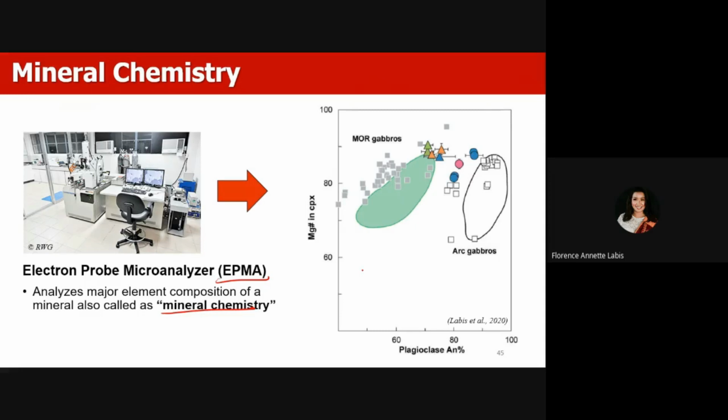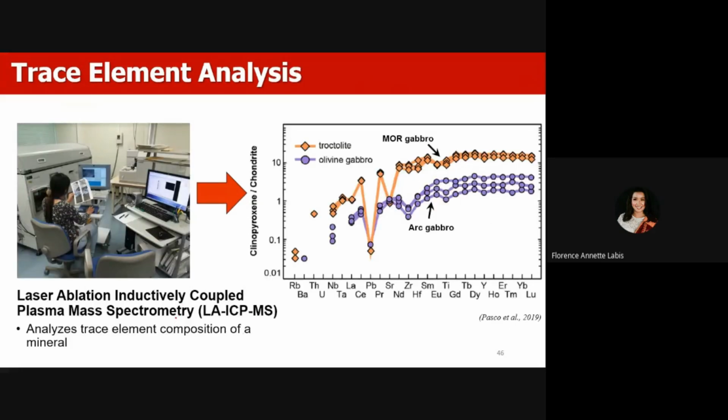Trace element analysis, a good example of an instrument that is used here is the LA-ICP-MS, or the laser ablation inductively coupled plasma mass spectrometry. Okay, so it analyzes trace element composition of a mineral or a rock. So here we can see another, so this is not an REE but a spider diagram. It is normalized, guys, because you can see it is normalized to chondrite. So if it is normalized, this is what type of variation diagram? This is a normalized multi-element diagram.